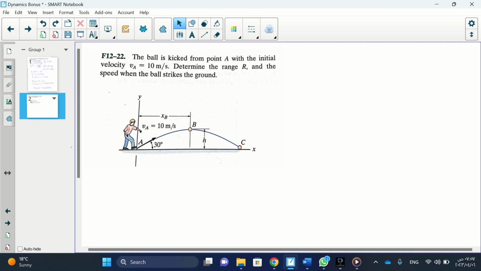I will explain problem F12-22 on page 48 of the dynamics book. The problem says the ball is kicked from point A with the initial velocity VA equal to 10 meters per second. Determine the range R and the speed when the ball strikes the ground.